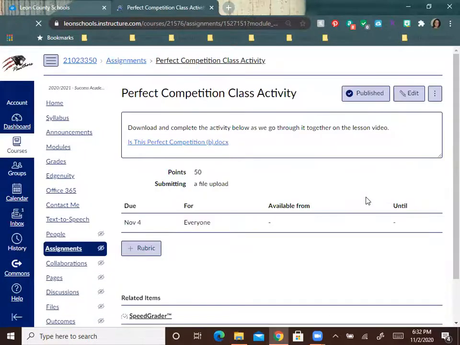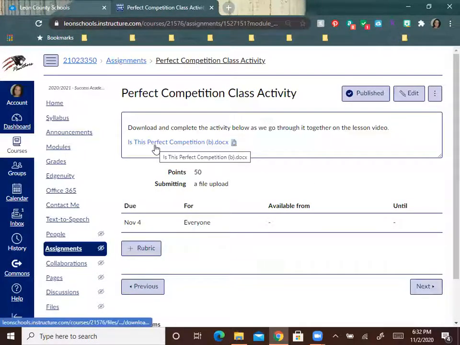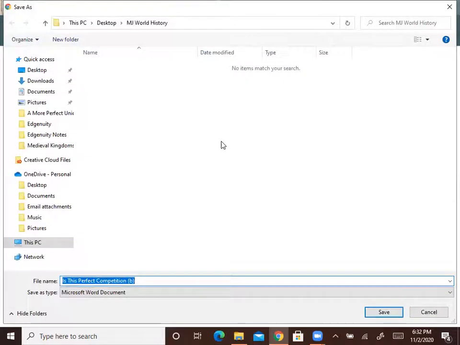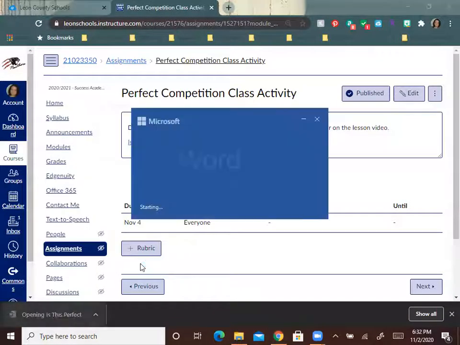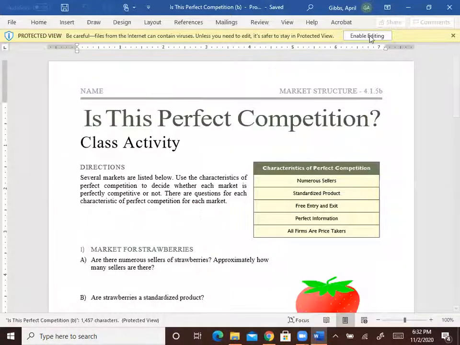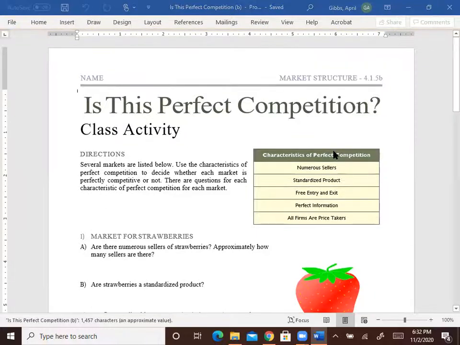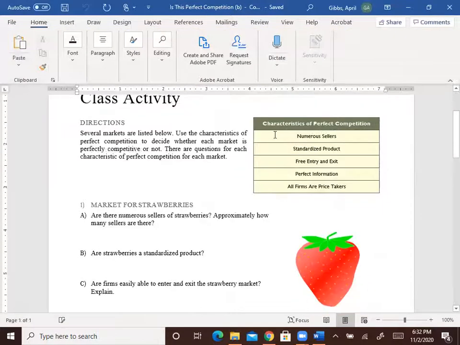So the next thing we're going to look at together is the perfect competition class activity. So I made this a Word document, so everybody should be able to access it. So click the document and it will download. I'm going to save it and then we're going to open it. We're going to look at this together. I'm going to click enable editing up here so I can type into it. And this handy chart over here gives us the characteristics of perfect competition. So now we don't have to go back and look at our PowerPoint.